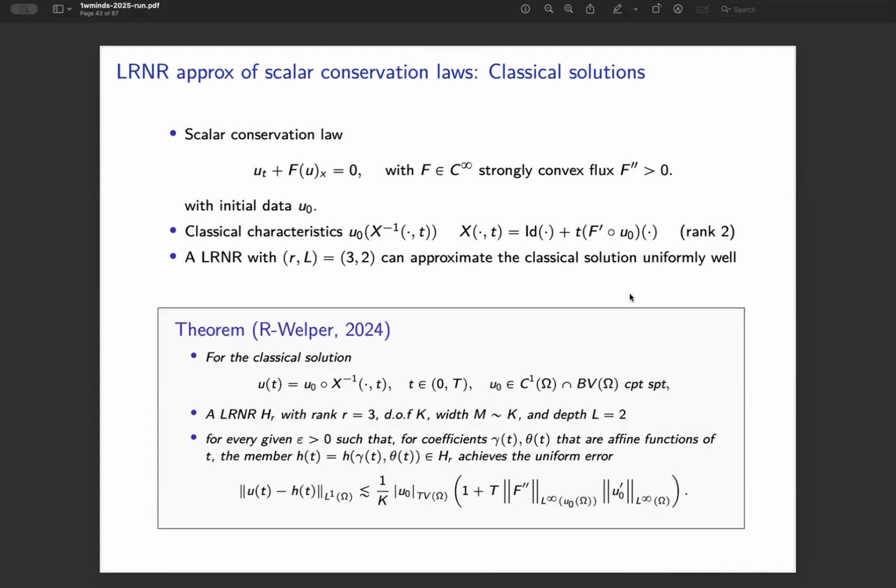This is a technical statement, but intuitively it's not very difficult to see, because the classical solution itself, using classical characteristics, is just the initial condition composed with X inverse, where this inverse is applied to the spatial variable. And the characteristics are straight lines for this problem. So you can write it as a linear combination of two functions, namely the identity plus f prime composed with u0, where t, which is time, is the coefficient. This looks like a linear combination of two functions, very similar to an advection equation where things are translating to the right.